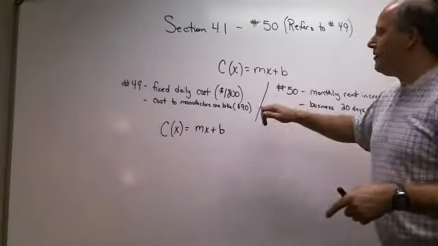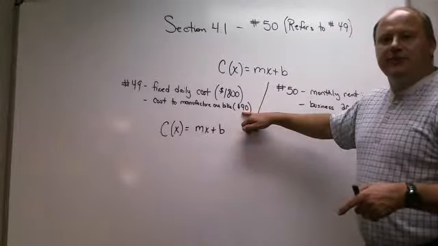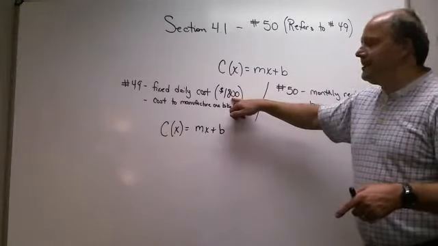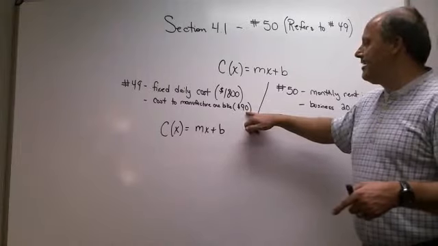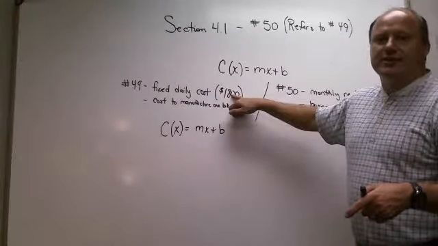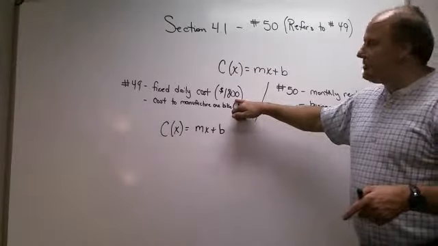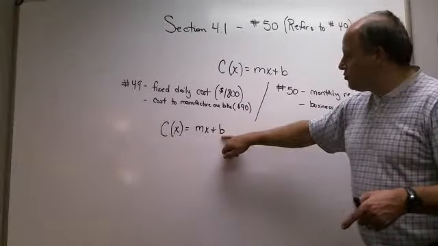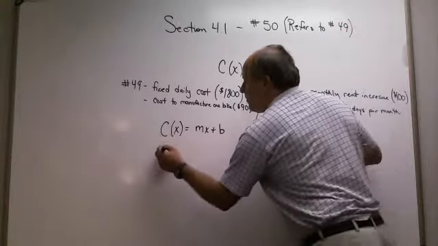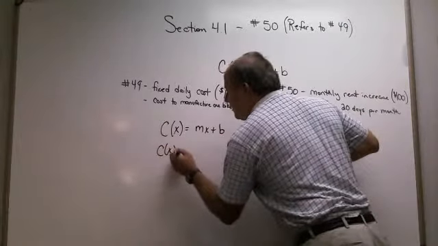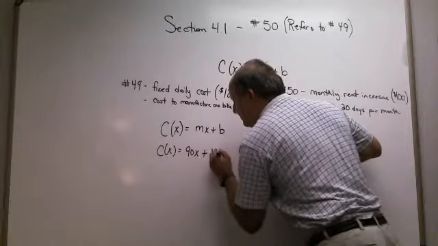So if you build two bicycles, it's going to be 90 times 2, which is 180 bucks, plus $1,800. If you build three bicycles, it's going to be 3 times 90 plus $1,800 for fixed cost. In other words, you're paying the $1,800 no matter what. So this $1,800 will be the b, okay? And so the formula for problem number 49 turns out to be 90 times x plus 1,800.